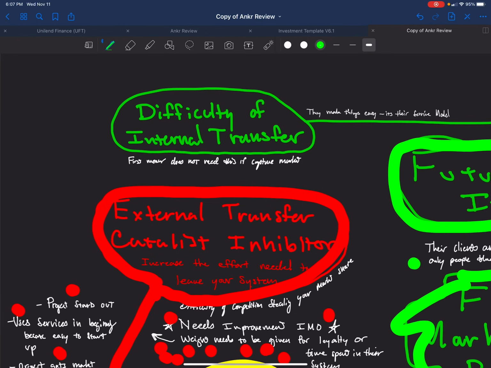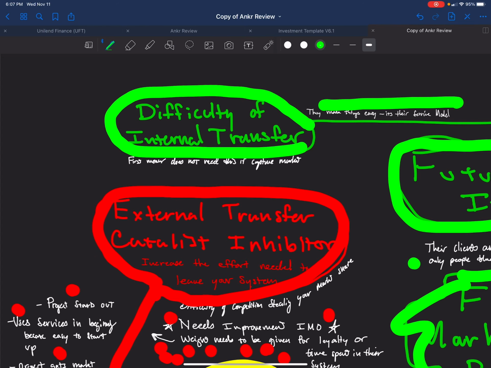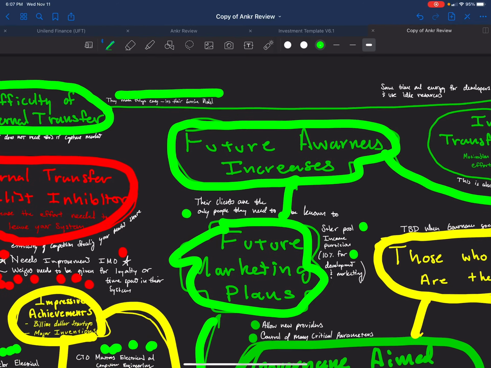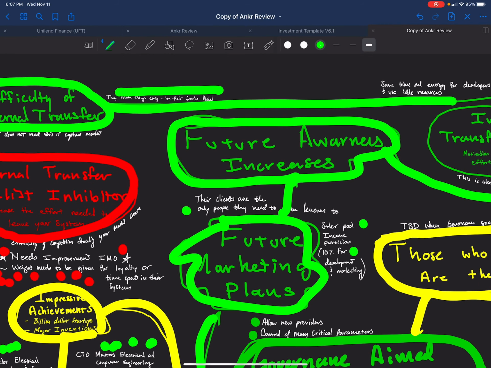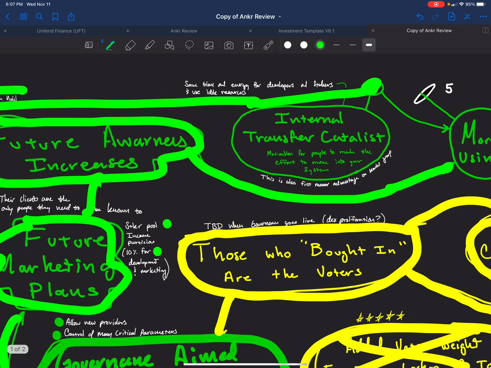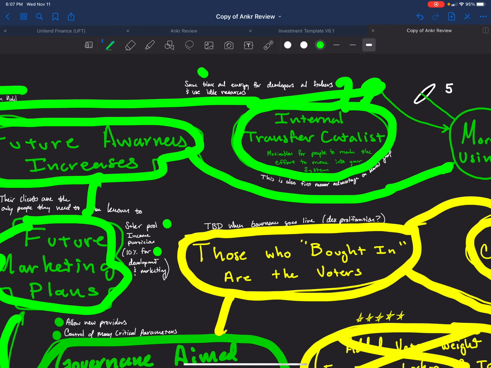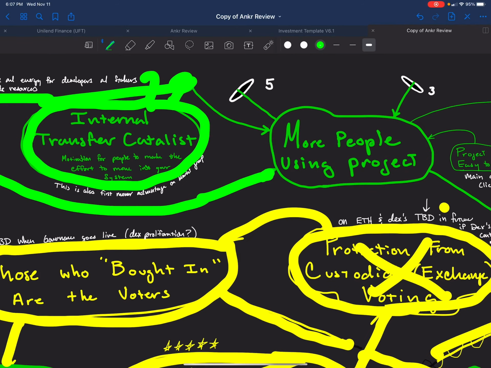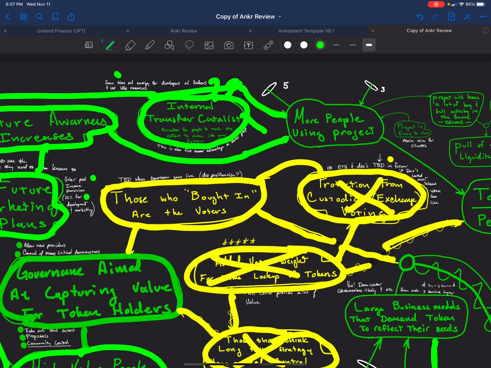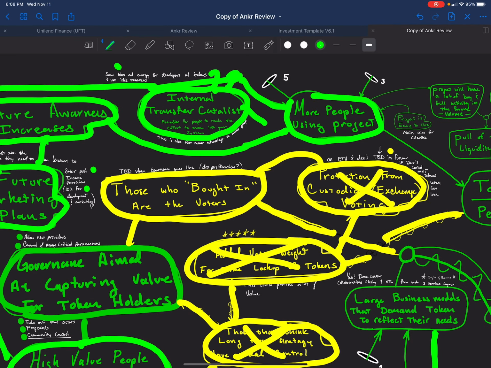They make things easier for the developers. It's part of their service model, so difficulty of internal transfer is low because their whole point is making things easy for their clients. They save time and energy for developers and stakers and use idle resources. So the internal transfer catalyst is literally the fact that they offer some good services. Their services are their internal catalyst mechanism. What do you know? That's not that novel of a concept, right?